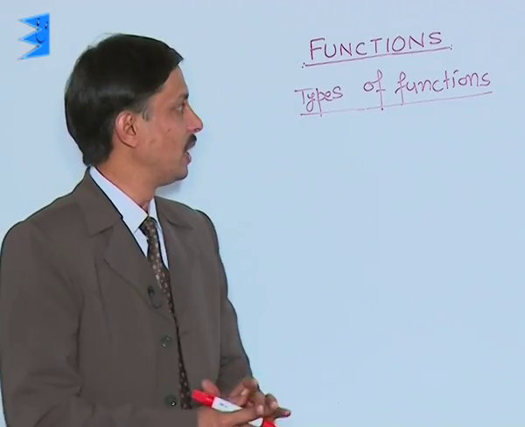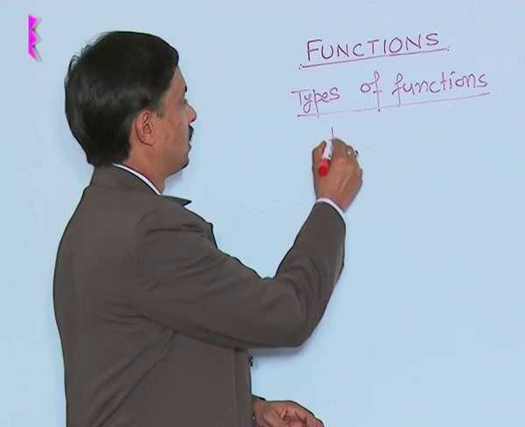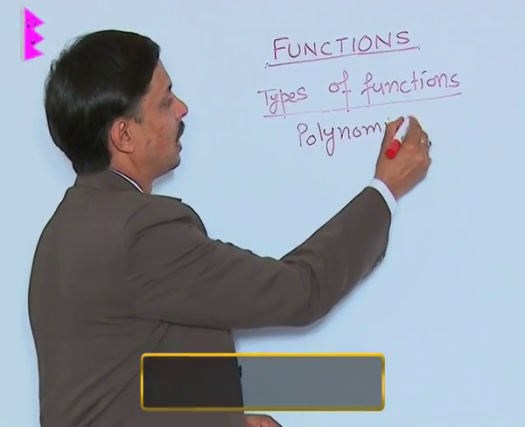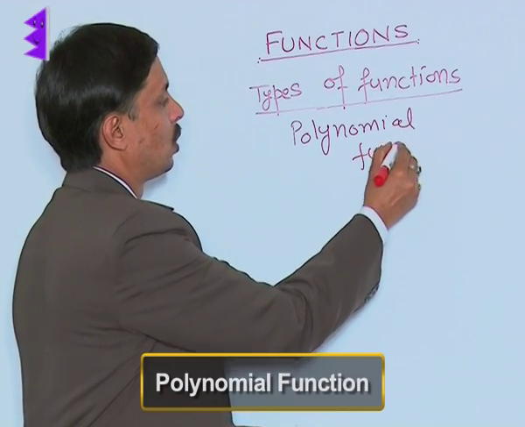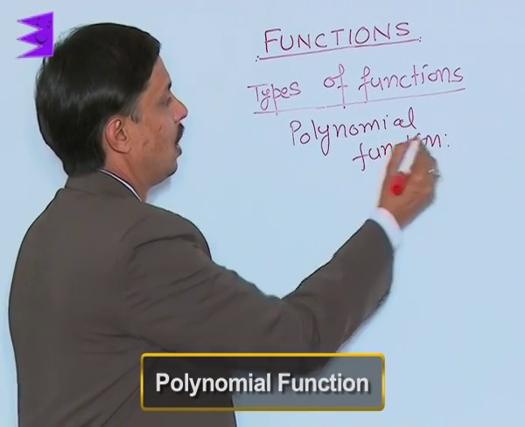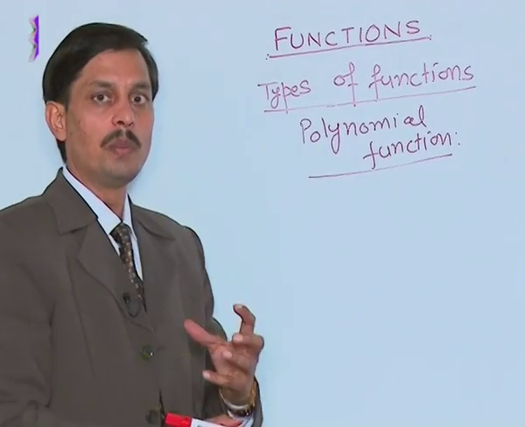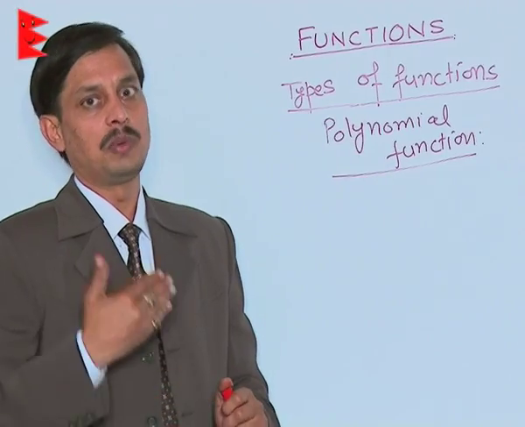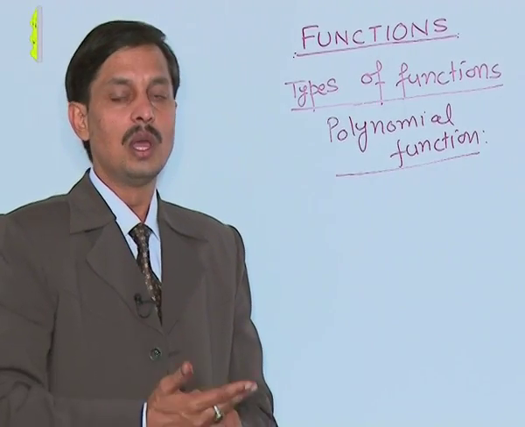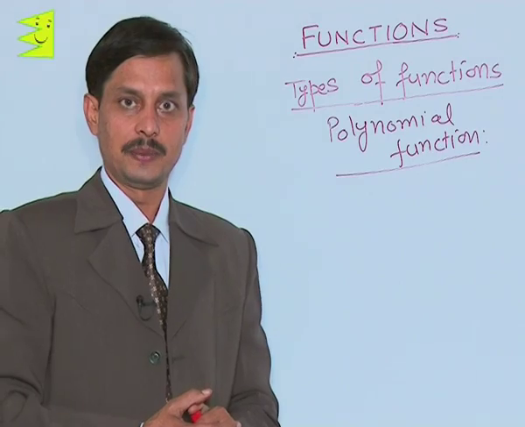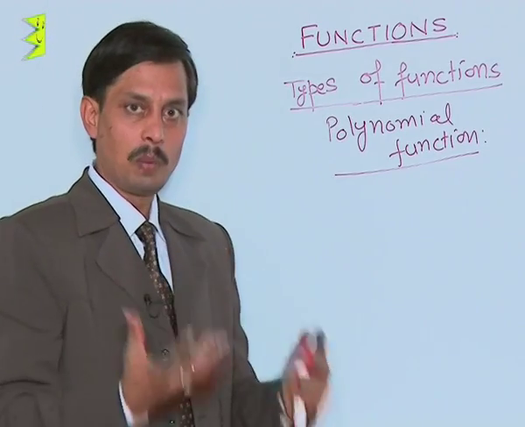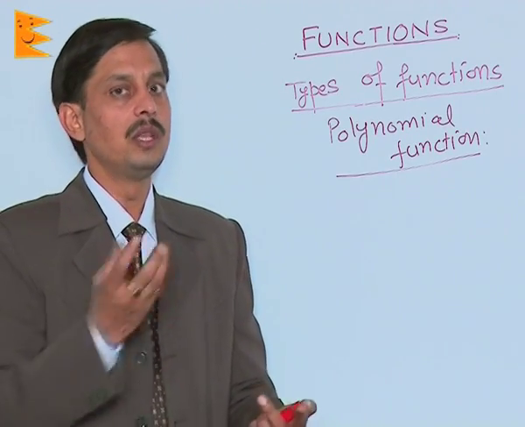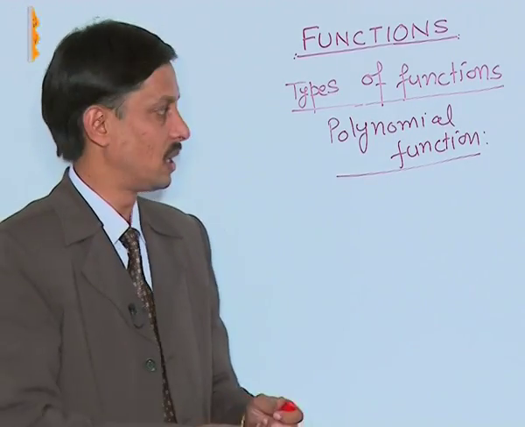Now I want to tell you the next type of function, that is the polynomial function. What is the meaning of polynomial? As you must know from class 10th, a polynomial is an algebraic expression in the form of a0 plus a1x plus a2x square plus a3x cube plus dot dot dot plus an xn. So any expression related to a polynomial when taken as a function is known as the polynomial function.